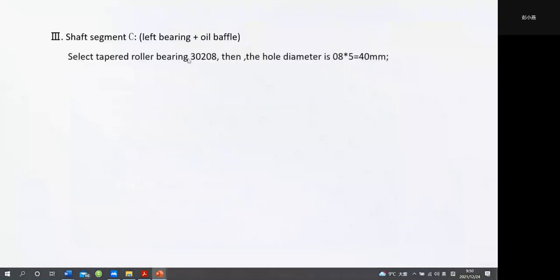And in here, we choose tapered roller bearing, this type. Three means the type of bearing is tapered roller bearing. Okay. Do you remember? Zero is the width code, and two is the diameter code, okay?